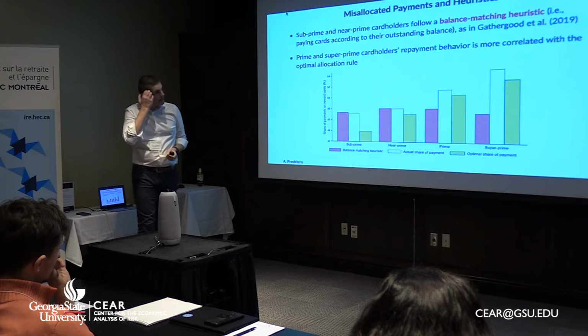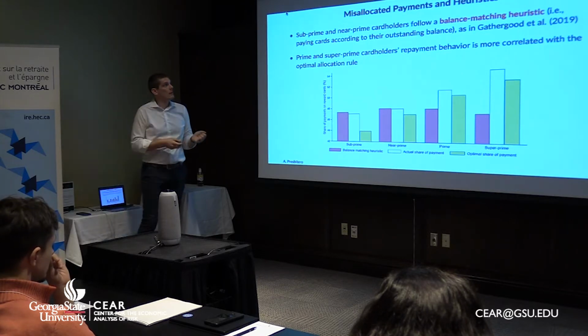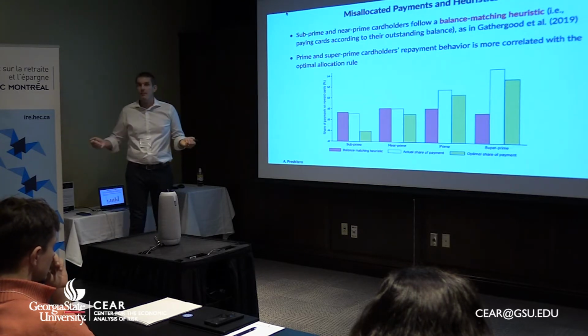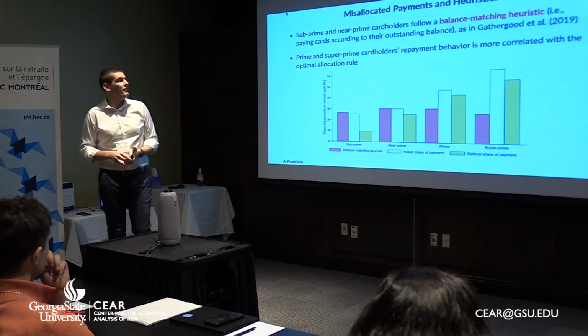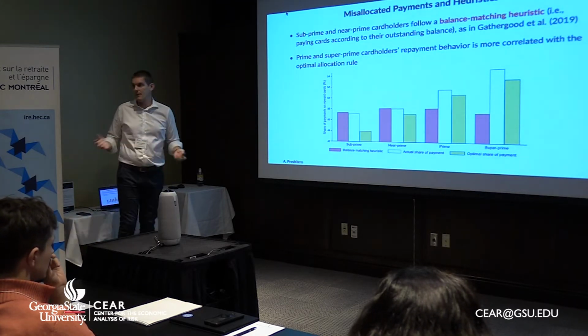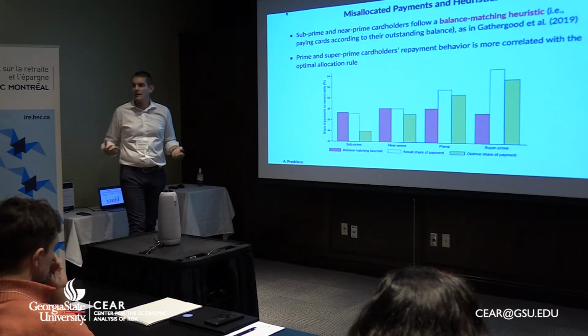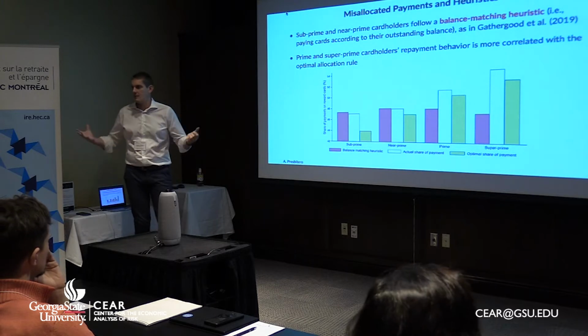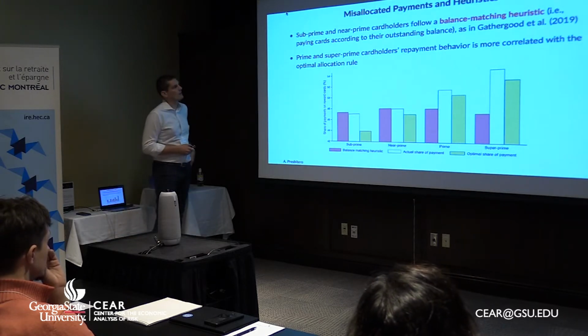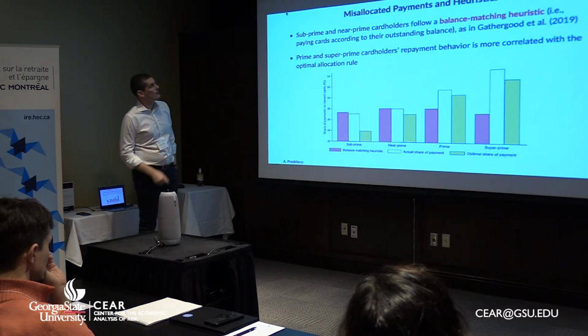Then we do a further exercise. There is this nice paper by Gathergood and Cotters, and they are showing that when you repay credit cards, you can follow a lot of different heuristics. What they find is that generally people tend to follow a balance matching heuristic. So you repay your credit card in proportion to how big the outstanding balance is. Somewhat you're scared by this outstanding $5,000 bill on your card.